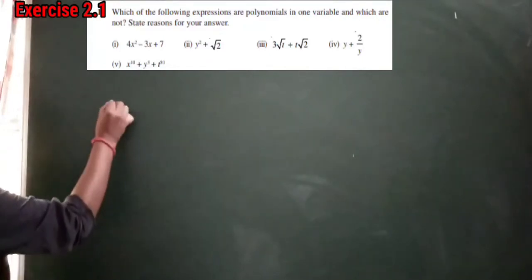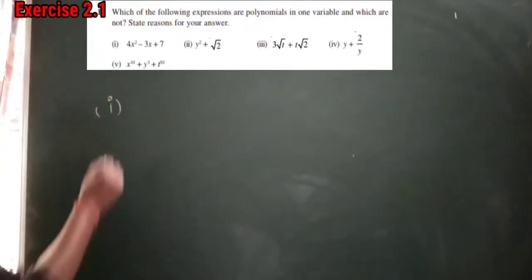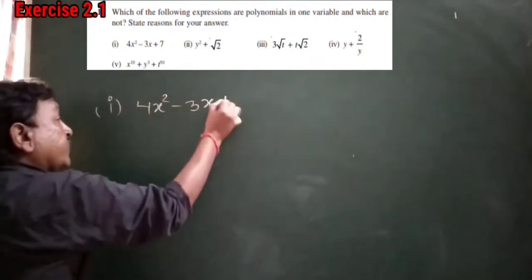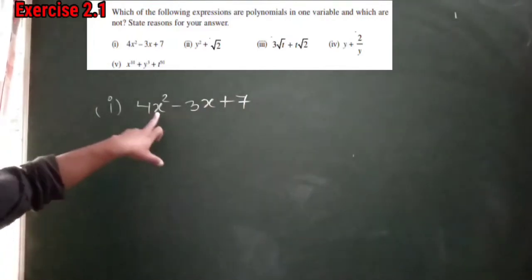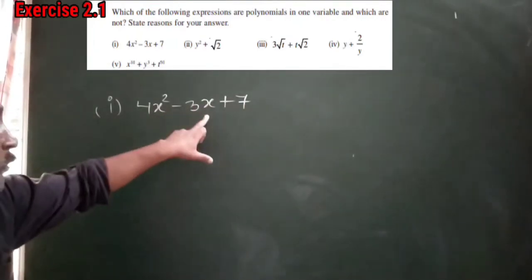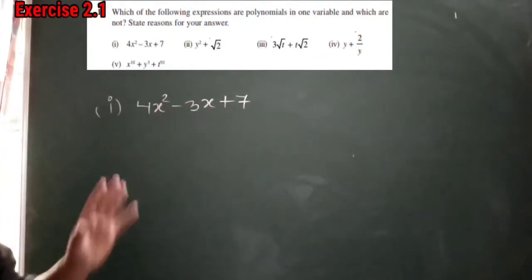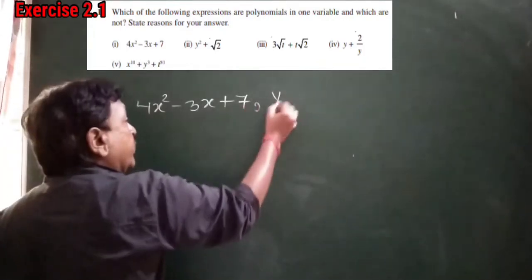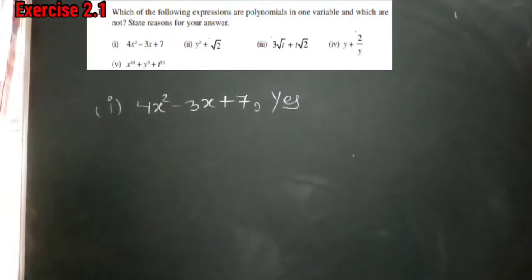Okay, so just see question 1, first part. The question is 4x square minus 3x plus 7. Only one kind of alphabet is used, and see the powers, they are 2 and 1. It means it is fulfilling both the conditions, so it is a polynomial in one variable. Understood? Now come to part second.